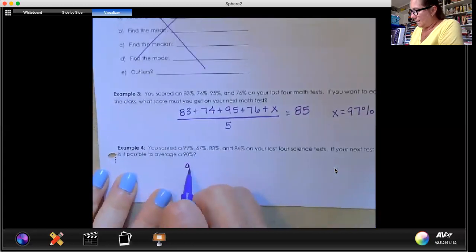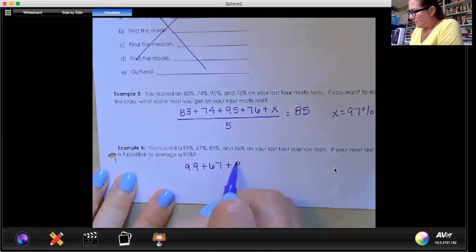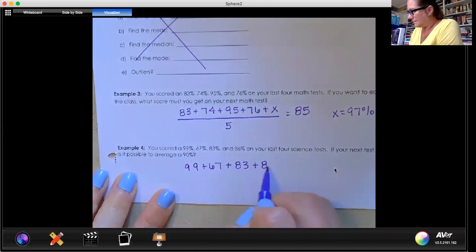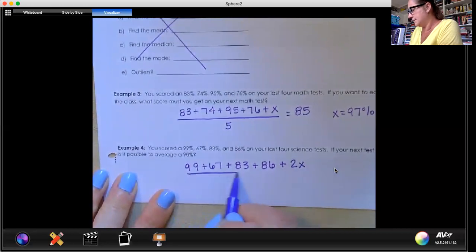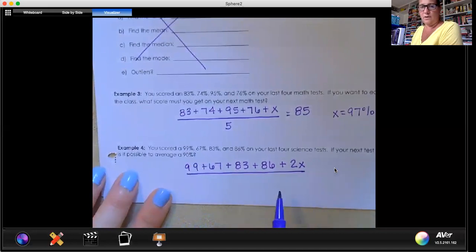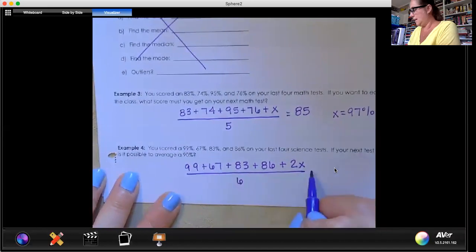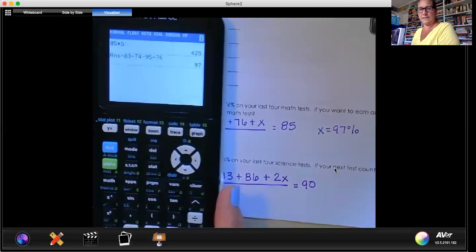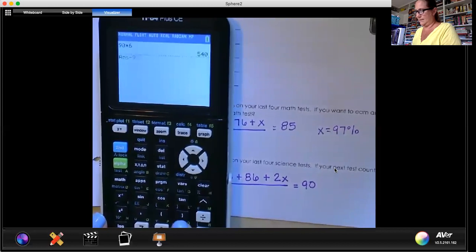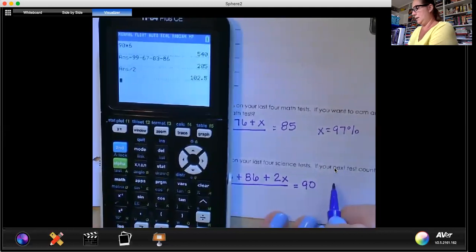You scored a 99, a 67, an 83, and an 86 on your last 4 science tests, but your next test counts twice. So you have 1, 2, 3, 4, 5, 6 tests, and you want an average of 90. So 90 times 6 minus 99 minus 67 minus 83 minus 86, and then divide by 2. 102.5 as a grade is not possible.